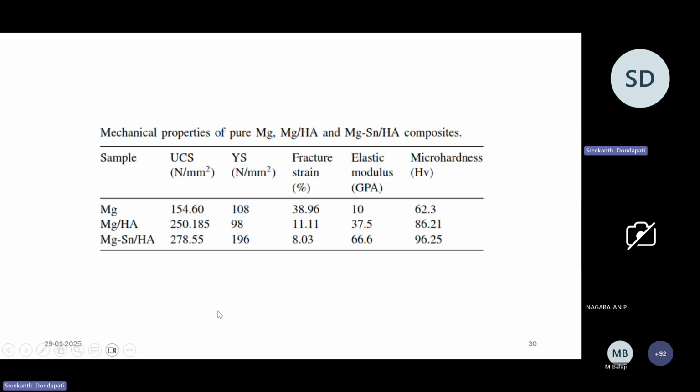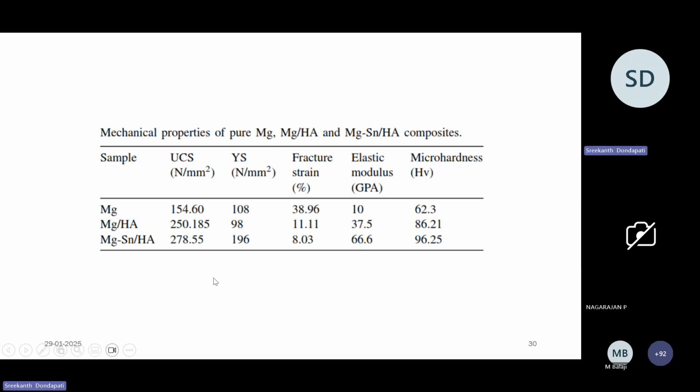And if we see the mechanical properties of all these three, pure magnesium, magnesium HA composite, and magnesium tin HA composite, obviously magnesium tin HA is showing very good compressive strength, a good yield strength, and low fracture strain. The elastic modulus is also improved, and hardness is also improved.